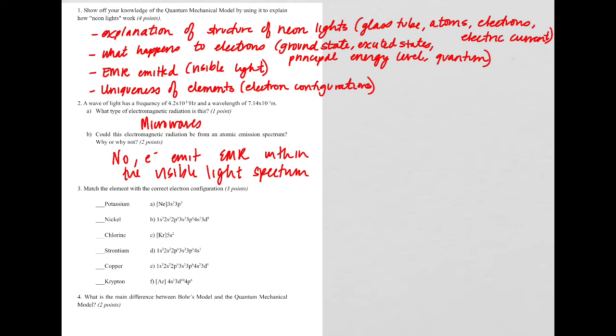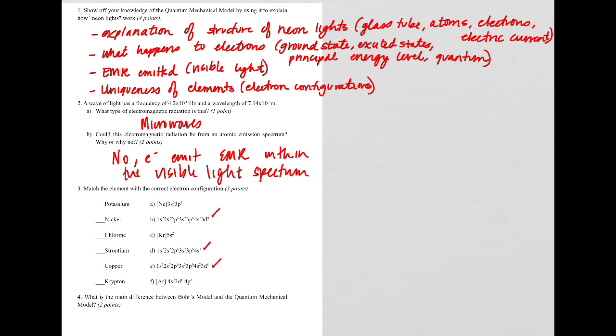Alrighty, next we had this problem where you needed to match the element with the correct electron configuration. So what I would do first, if I was you, I would have looked at the periodic table and determined how many electrons. So if I want to figure out which one of these is potassium, it actually might have been easier to count all the electrons in this one, and this one, and then work on the shorthand ones. So let's do that first.